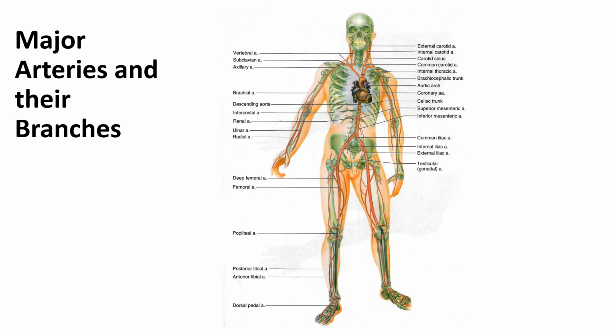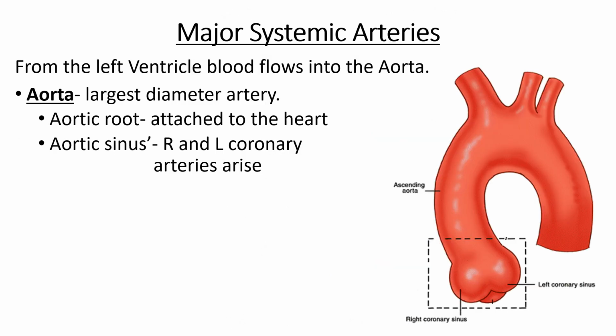All right, so some of the major arteries and their branches. From the heart, when we leave the heart, we're of course flowing out of the left ventricle. That's where we're going to start, and that's going to push us into the aorta. We get pushed through the aortic valve, or that left semilunar valve, into the aorta.